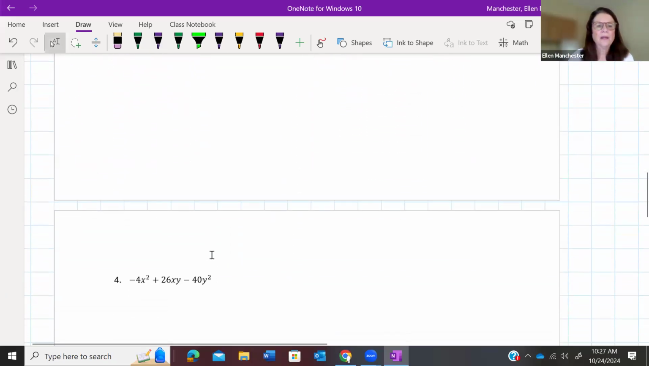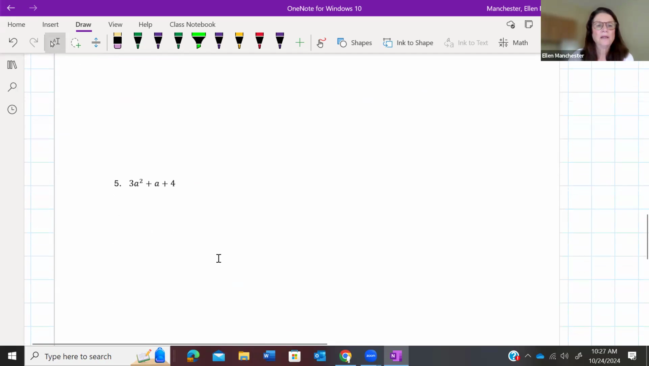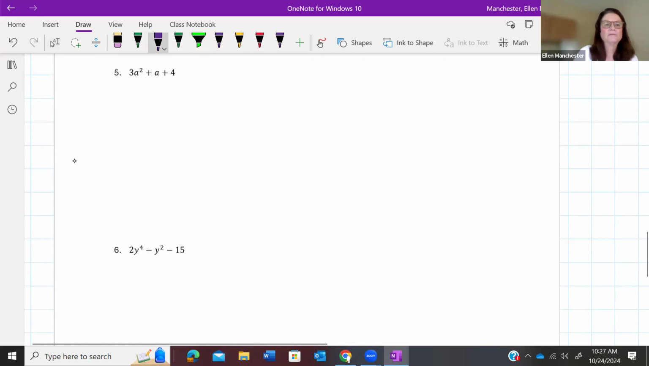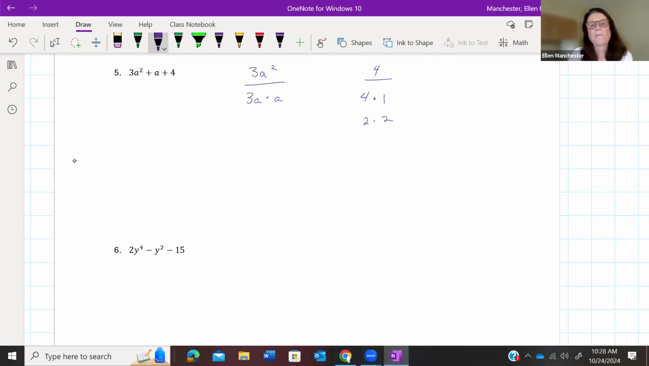All right. I don't want to give you one. Okay, we're going to jump down to number 5. And again, this is not in your packet, so just do this on a separate piece of paper. All right, so 3a squared, our factors are 3a and a. That's all we can use. Our factors of 4 are 4 and 1 and 2 and 2. So those are the only factors that I can guess and check on.